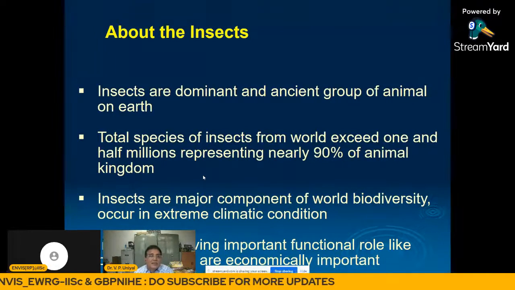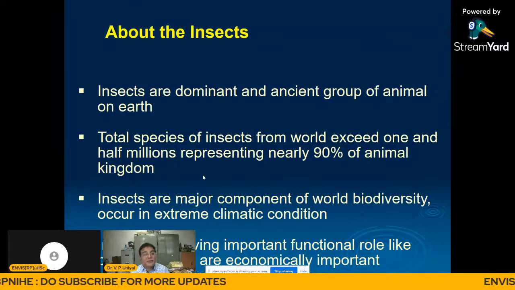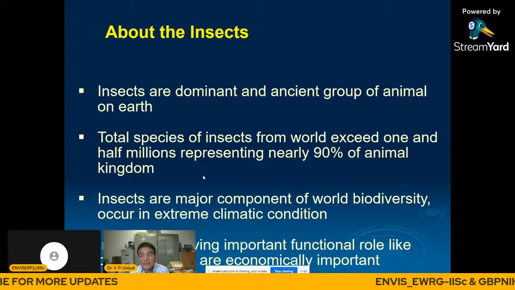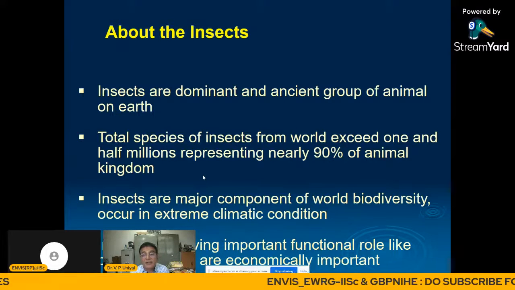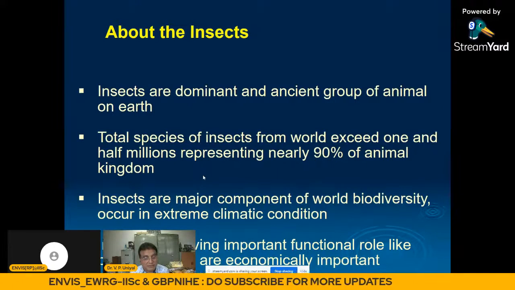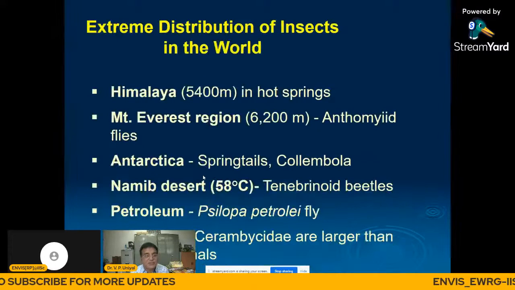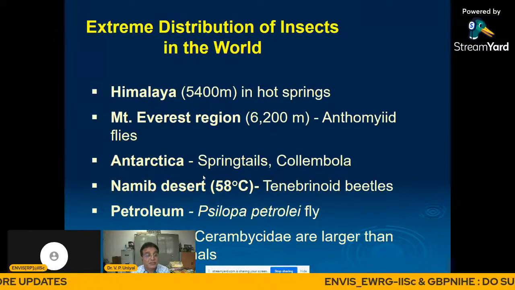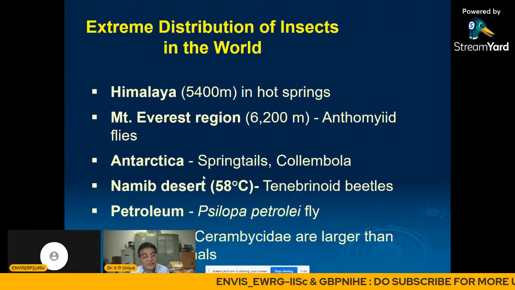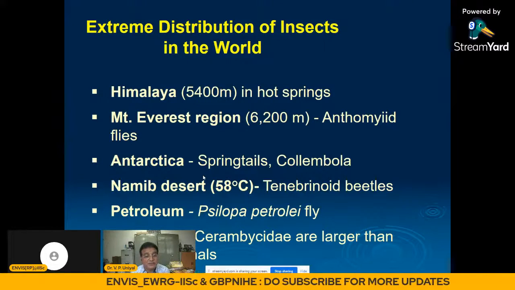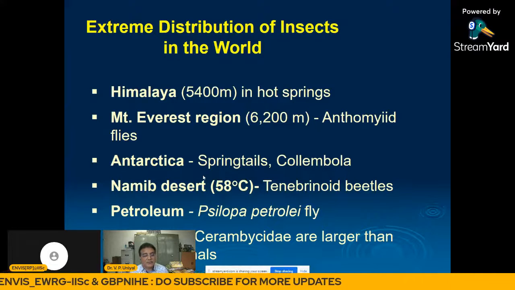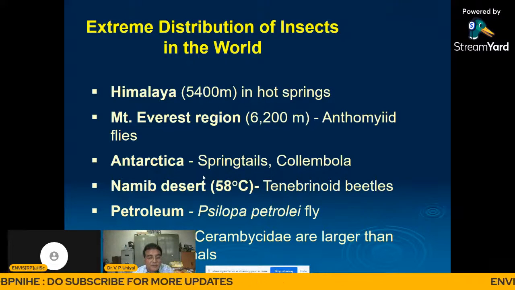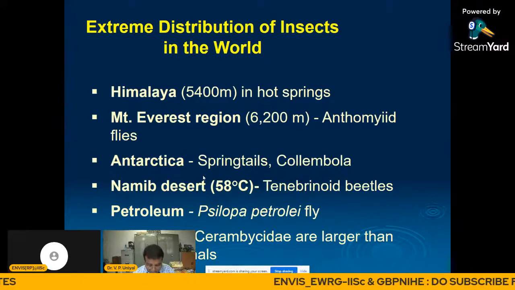Insects are the dominant and ancient group of animals on Earth. The total species of insects in the world exceed 1.5 million, representing nearly 90% of the animal kingdom. They are a major component of world biodiversity, working as pollinators and economically important. Insects have been reported in the Mount Everest region, the Himalayan states, the Antarctic and deserts. They are everywhere: your kitchen garden, your classroom, your university campus and village surroundings.